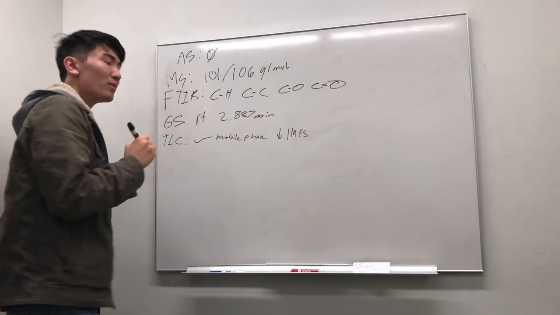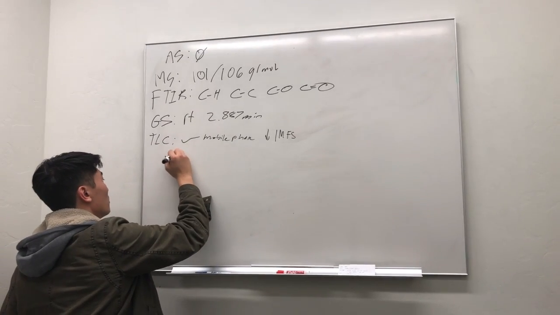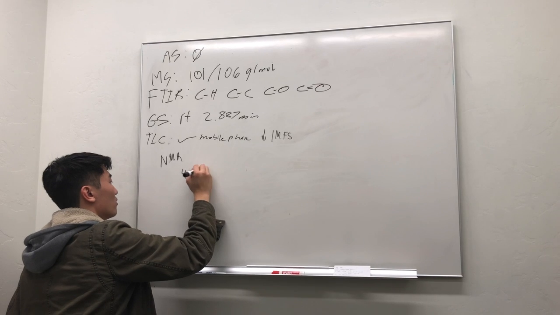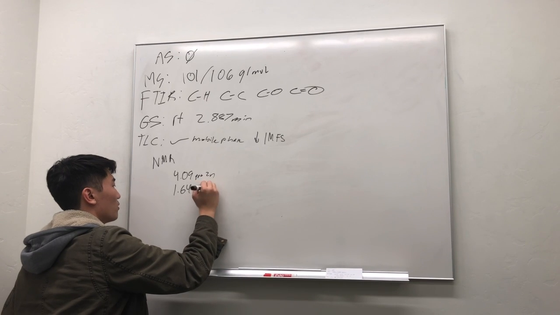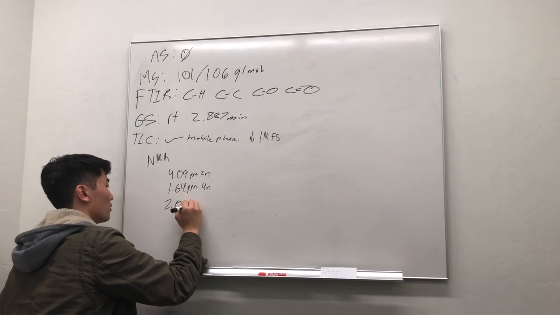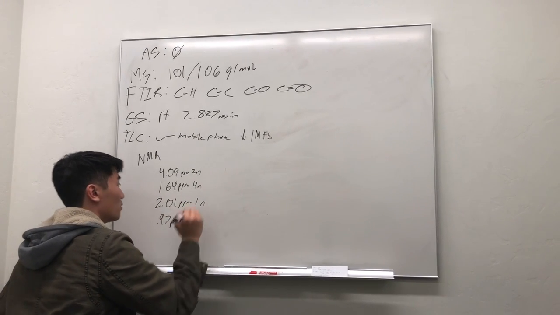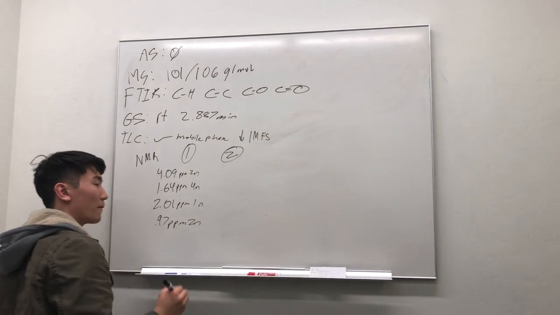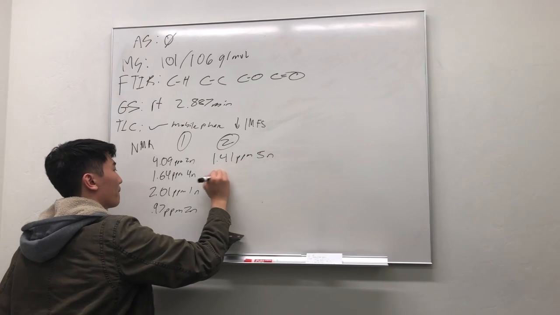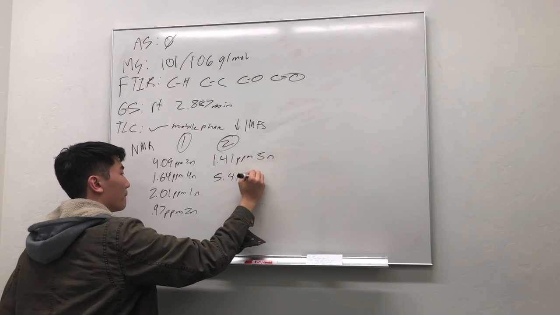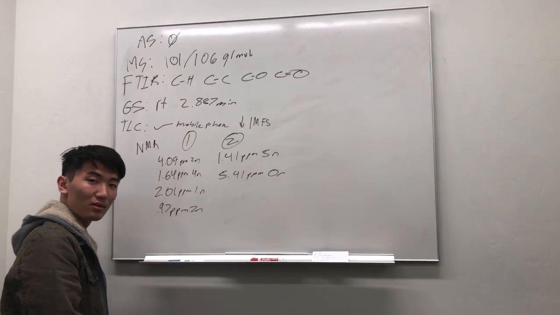Now, NMR, can you remind me of those values again? Yeah, for the first molecule, our first value is 4.09 ppm with 2 neighbors, then 1.64 ppm with 4 neighbors, then 2.10 ppm with 1 neighbor, and then 0.97 ppm with 2 neighbors. The next molecule is 1.41 ppm with 5 neighbors, and 5.41 with 0 neighbors. Now, let me see anything else. Nope.